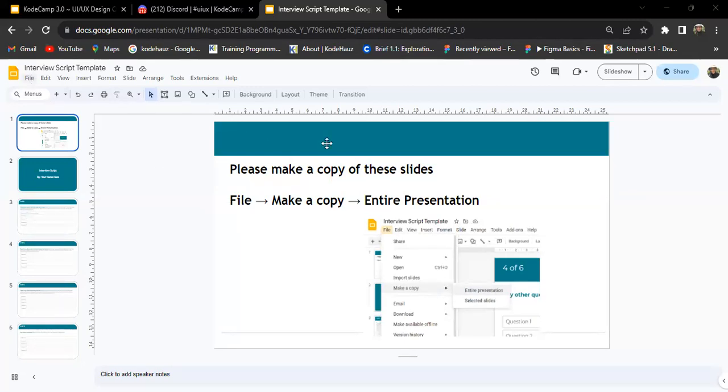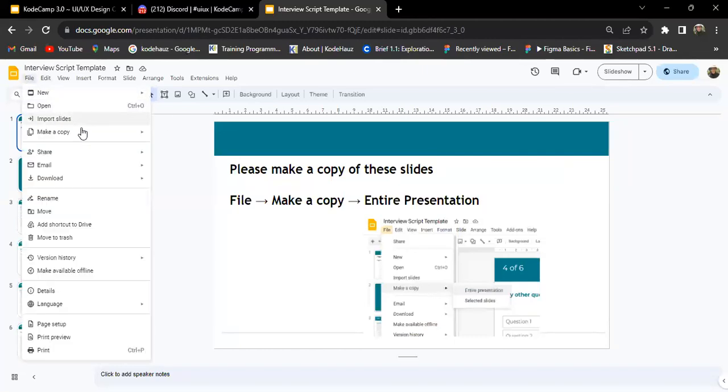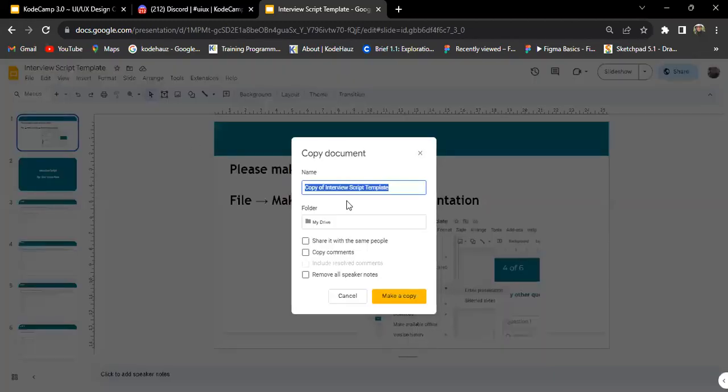Right, the first thing you want to do here is click on File, make a copy. Let me just show you an example. Now I'm going to select entire presentation. Now this is where I get to change the name.